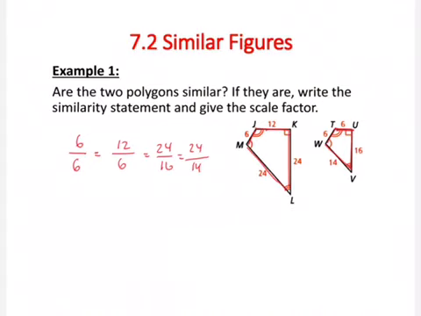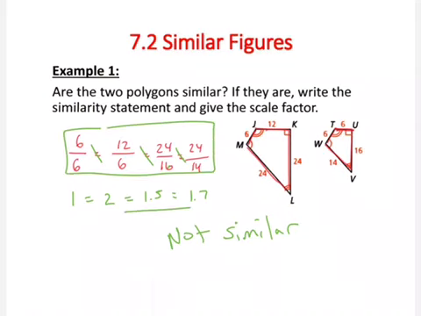And so, as we can see, if we wanted to compare to see if these are all proportional, we're just going to look at what these actually equal. 6 divided by 6 is 1, 12/6 is 2, 24/16 gives us 1.5, and 24/14 is 1.7. So none of these are actually equal to one another. So all of the sides aren't proportional. They do not have the same scale factor. So these are not similar. To be similar, these would have all needed to be the exact same ratio, so they would have needed to come out with the same values.